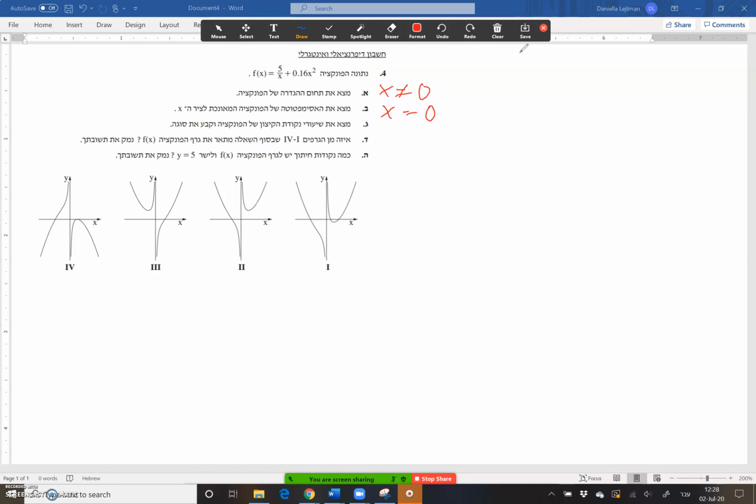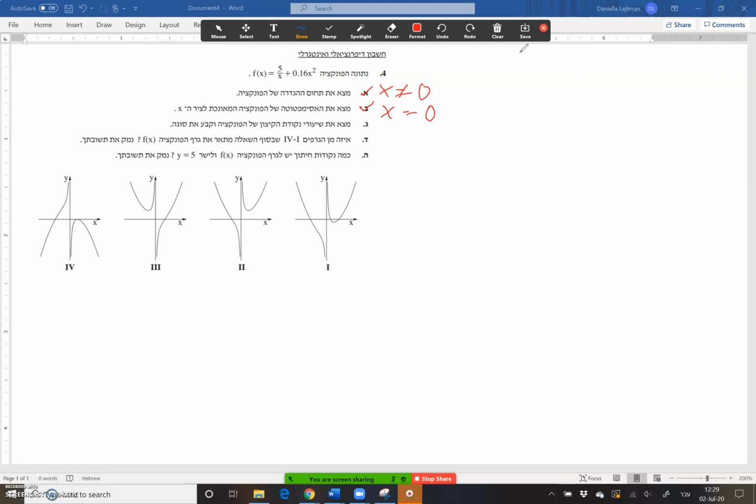Gimel. Mitzad shiroi nekudat hakitzon. So this is a little bit different than what we've done before, in the fact that it says nekudat hakitzon, not nekudot hakitzon. That tells us it's a hint that there's only going to be one nekudat kitzon. Find the extremum point of the function, ukva et suga, and determine its type, meaning is it a minimum or a maximum or a pitul.